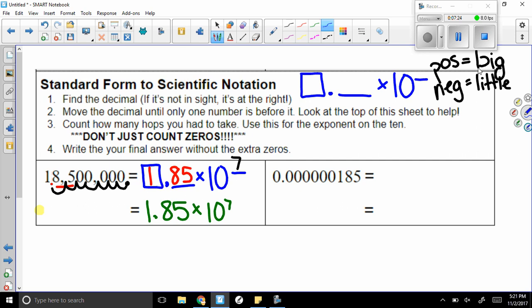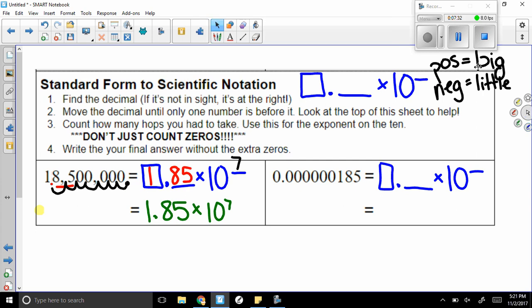Let's try another example. I'm going to start out with that graphic organizer. This is always what I do. This shows me your work and that you know what you're doing. Now I need to find that decimal. The decimal in this case, I found it right away. They put it in that number. Now I've got to figure out what number is going to go in that box. Remember, only one number is going to fit in the box. So I've got to figure out exactly which number I'm going to use.